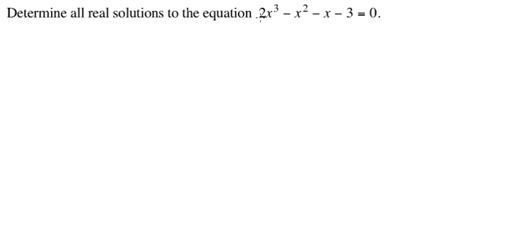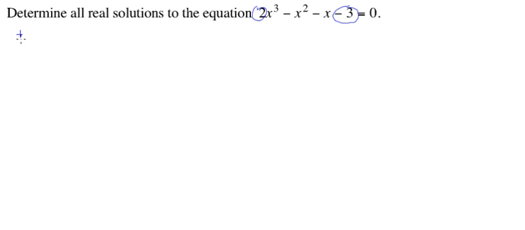Determine all real solutions to the equation. Okay, I assume this won't factor nicely, and so we need the rational zero theorem, or the rational root theorem. And it says, if you're going to try out some numbers for this equation, the numbers to try are the factors of the last number over the factors of the first number.